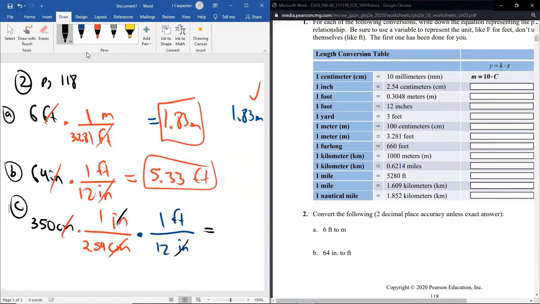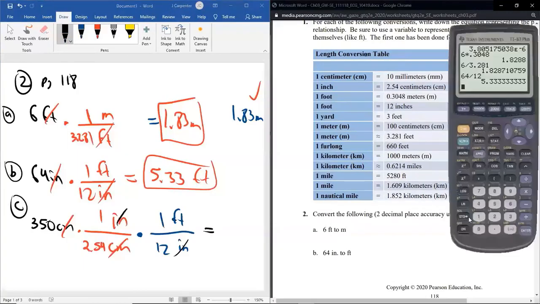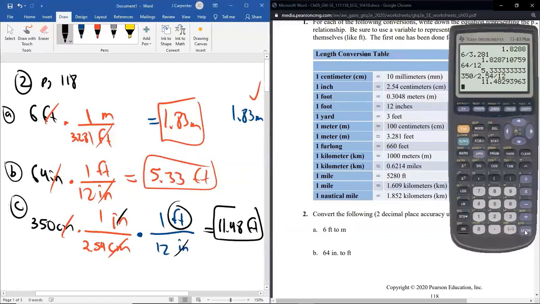So the inches cancel. And we're just doing 350 divided by 2.54 divided by 12. When the numbers are in the bottom, you divide. When they're in the top, you multiply. 350 divided by 2.54 divided by 12. And we get 11.48 feet when we round to the nearest tenth. 11.48 feet are the only units left. So feet is the answer.